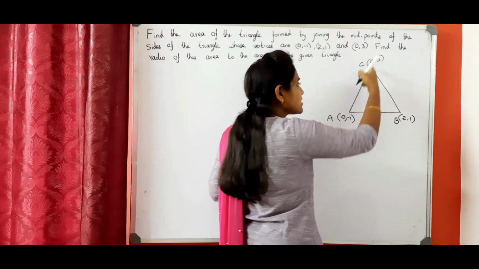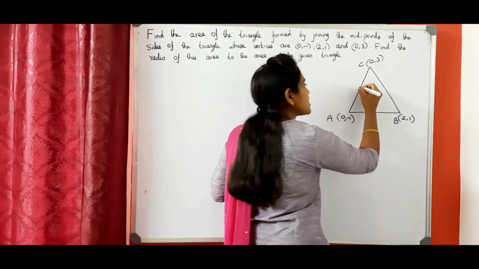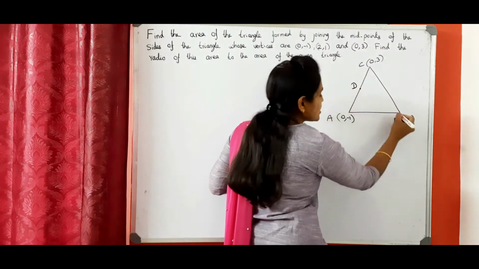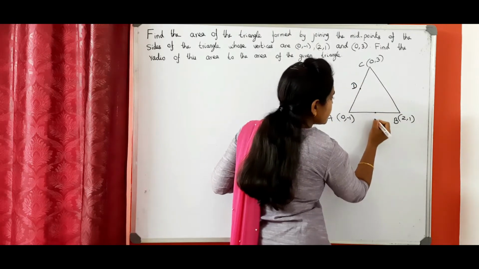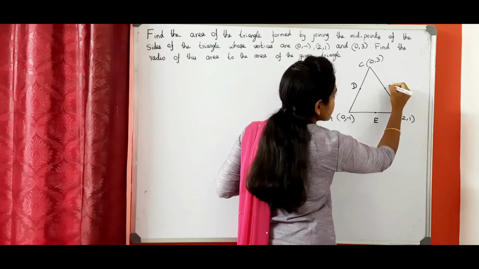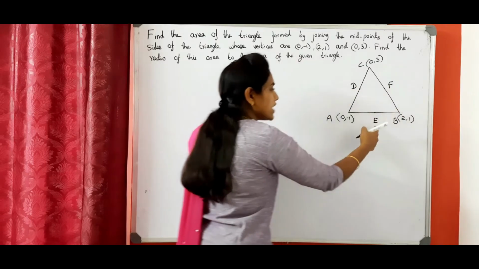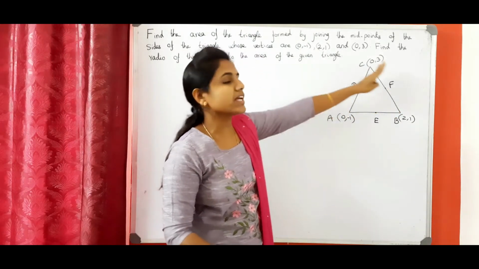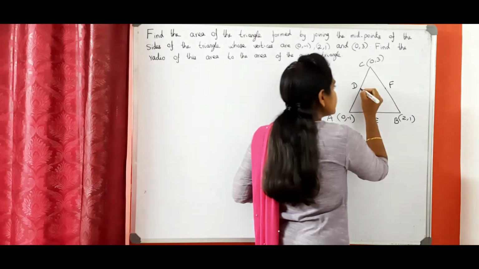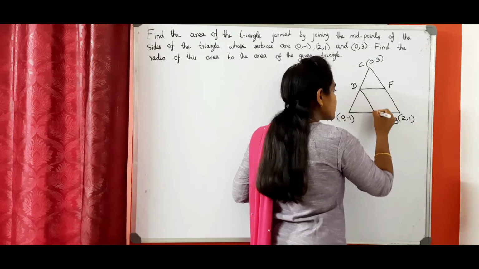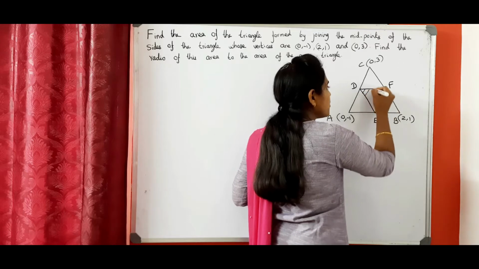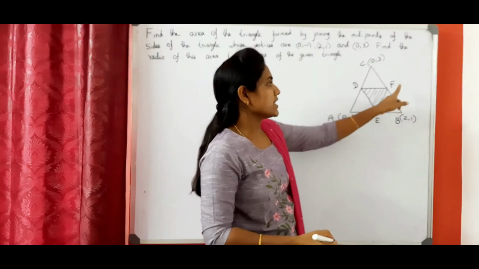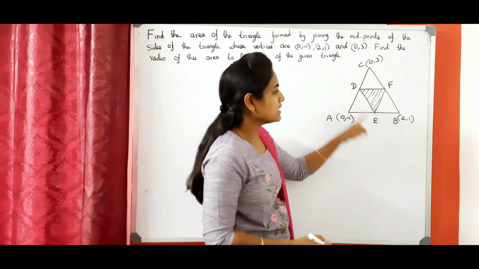What is the midpoint of the side AC? This is the midpoint. I am taking this midpoint as D. And what is the midpoint of AB? I am taking E. D, E, F are the midpoints of the sides of the given triangle. Now here we need to find the area of the triangle DEF.